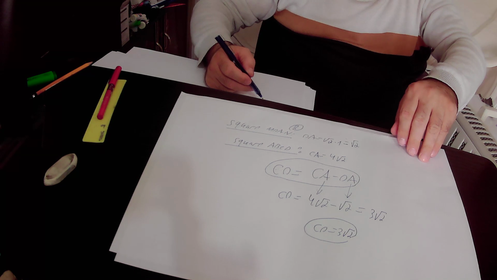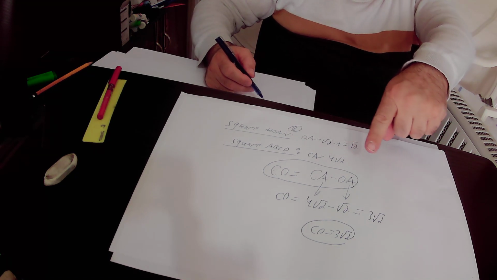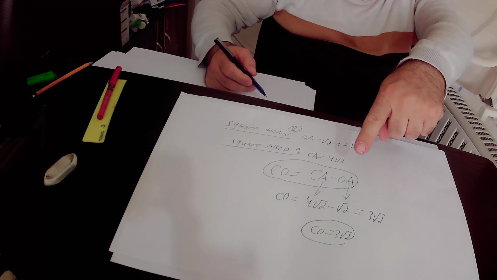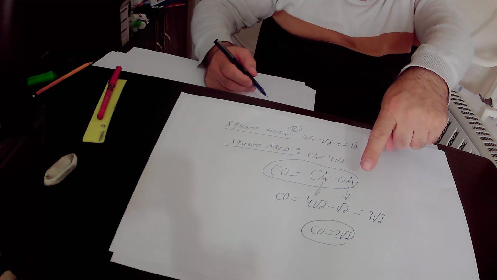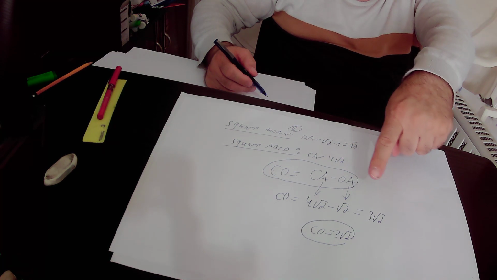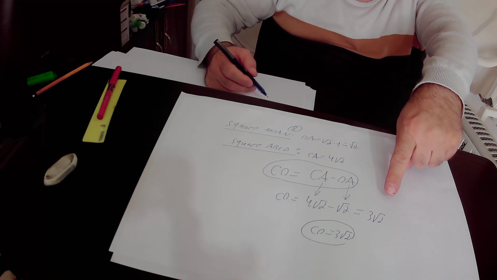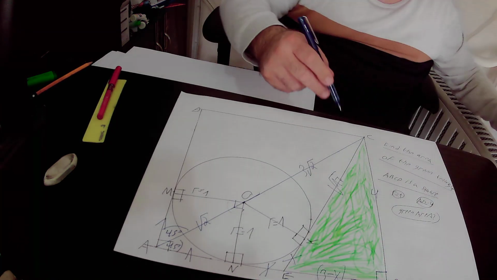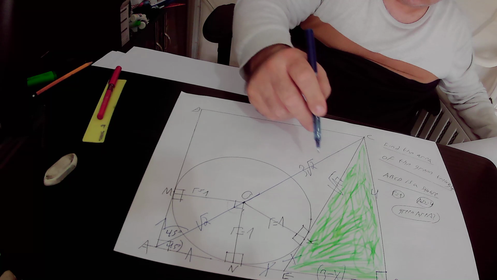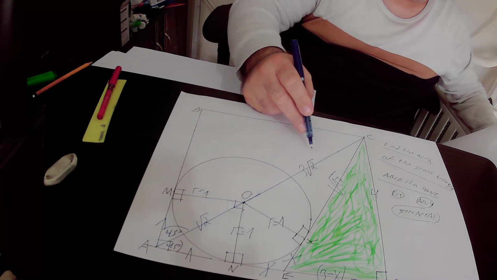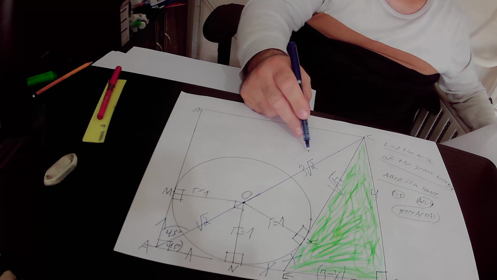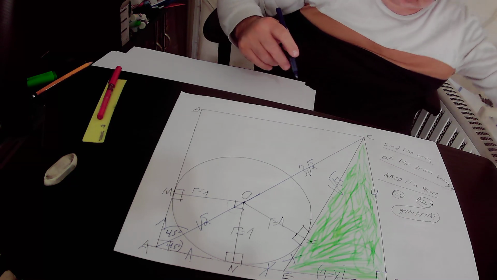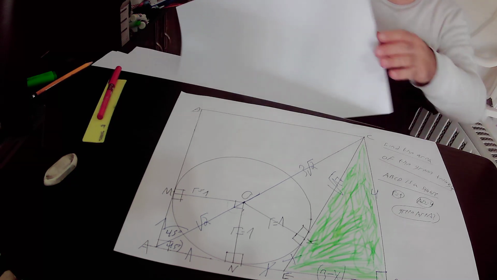So in conclusion, we found out that CO equals 4 times square root of 2 units minus square root of 2 units, that is to say it equals 3 times square root of 2 units. So CO equals 3 times square root of 2 units.